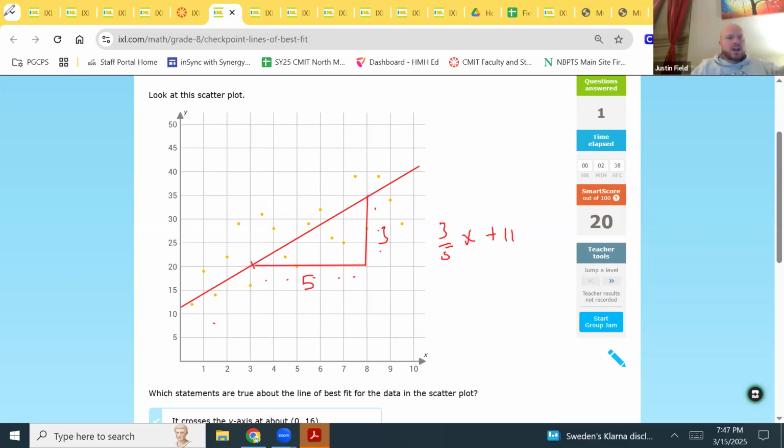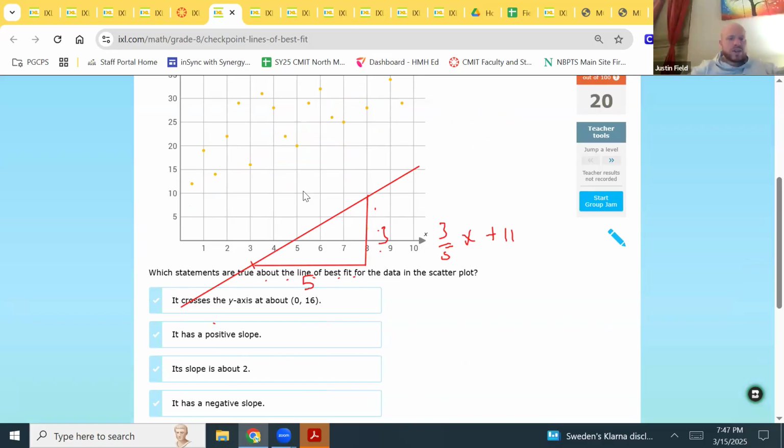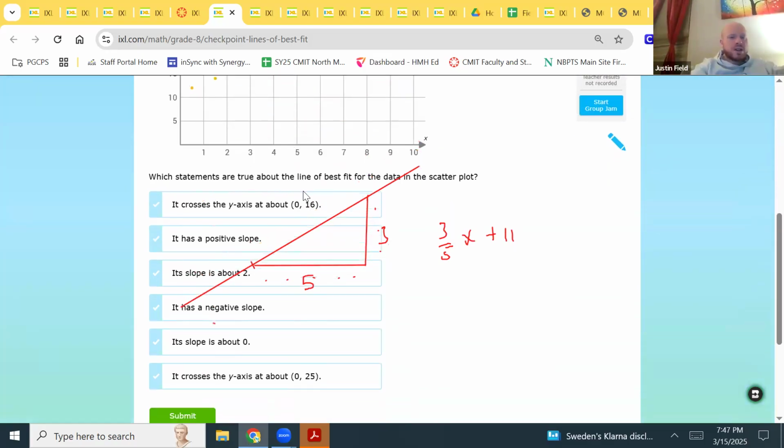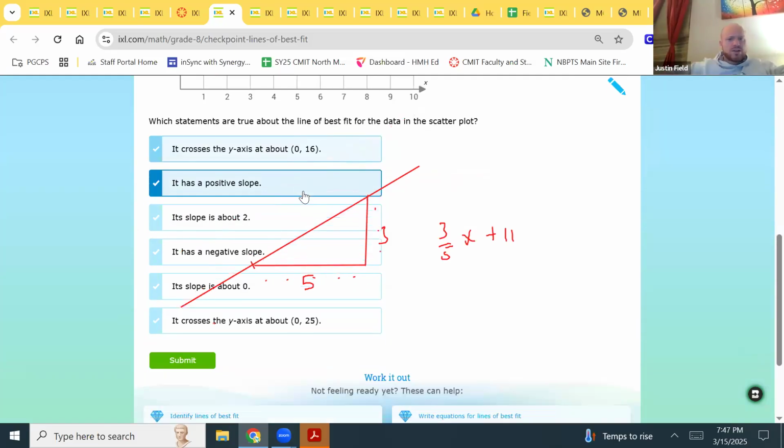So we're looking at 3/5 plus 11. Let's see what I say. Crosses at 16. No, it crosses at about 11. Has a positive slope, yes. Its slope is about 2, no. Its slope isn't even 1. It has a negative slope, no. The zero slope, no. It crosses at about, oh, well.